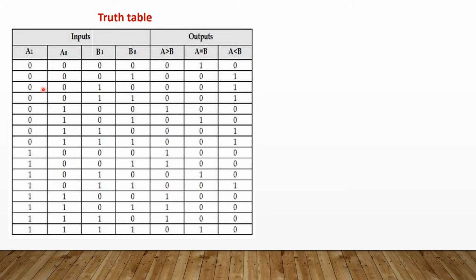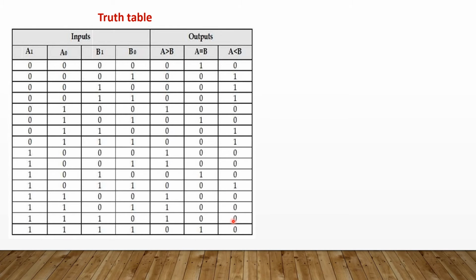In a similar way, we have to compare both A and B values. Wherever A is greater than B, you have to put 1. If both values are equal, then we put A is equal to B as 1. If A is less than B, then we put A is less than B equal to 1. Similarly, we can fill up all three output columns like this.